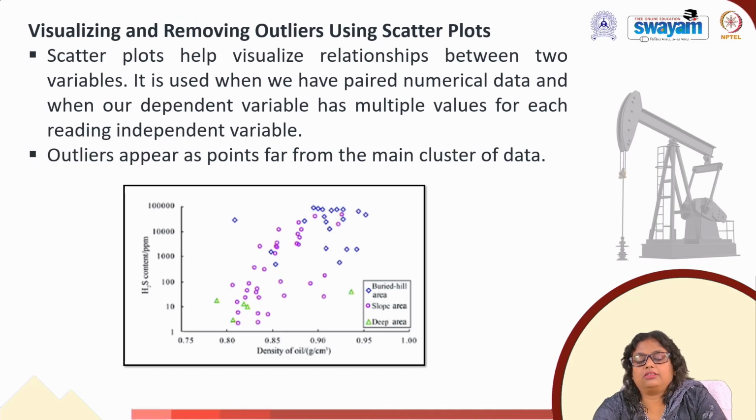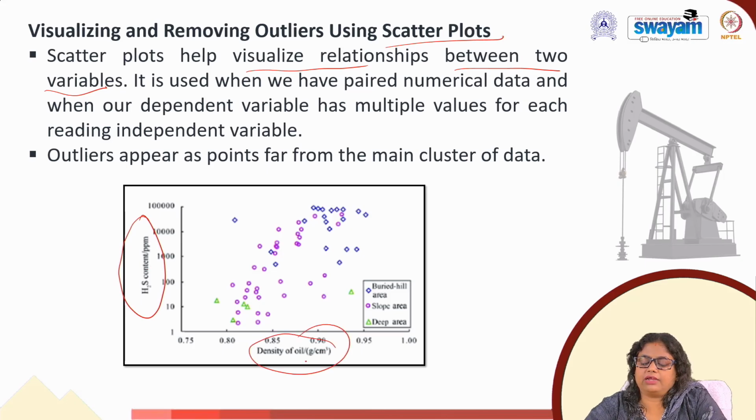Now, talking about visualization and removing data using the scatter plot. In plotting in Python, we do have the scatter plot. A scatter plot also helps in analyzing the points which can be considered as outliers. Here a scatter plot helps visualize the relationship between two variables. Just one example I have put here, using the figure. There is an x-axis and a y-axis, one is the density of oil, and the other parameter is H2S concentration.